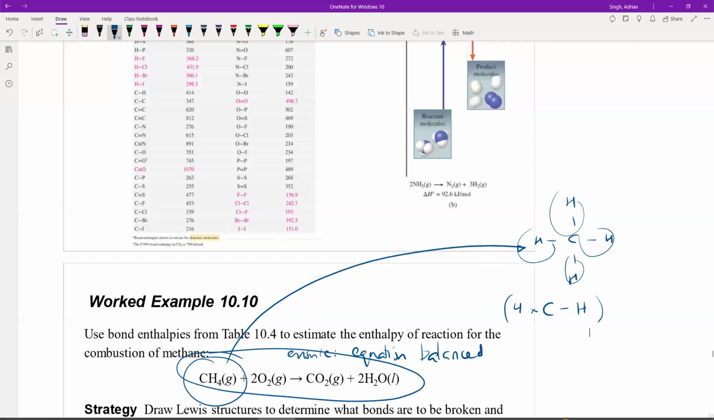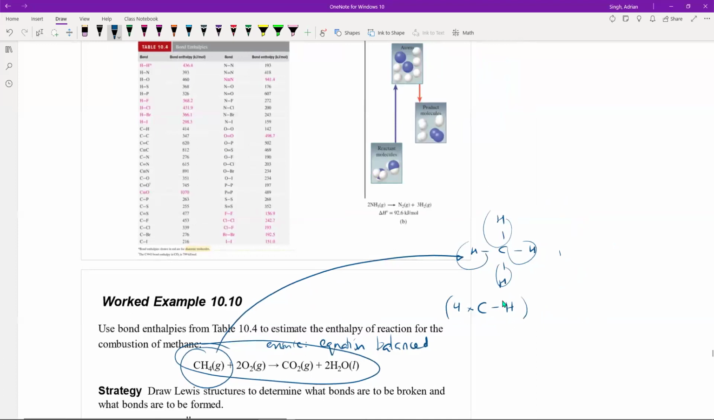In the case of O2, the oxygen molecule, I have here my O2 Lewis structure. It's a double bond between the oxygens, and I have 2 of these. So what I'm doing here is breaking 2 times the oxygen double bond.